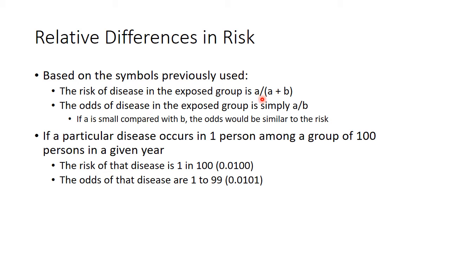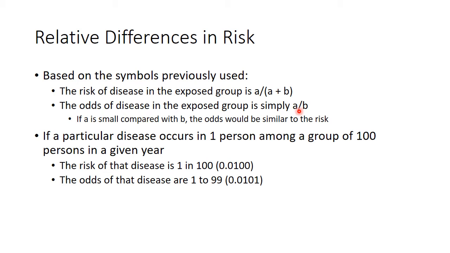Now, if you're looking at odds of something occurring, the odds of disease in the exposed group is just A divided by B. So the odds of someone having the disease versus not having the disease is just A divided by B. If you have a very small A compared to B, the odds end up being very similar to the risk.